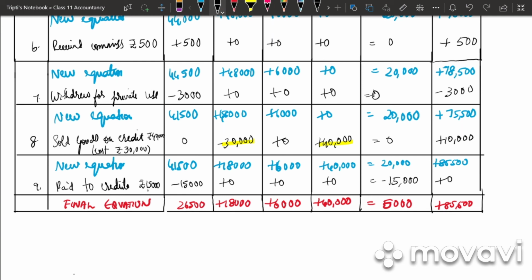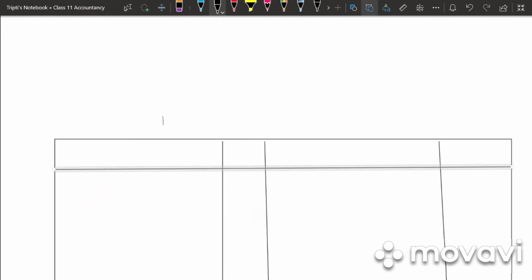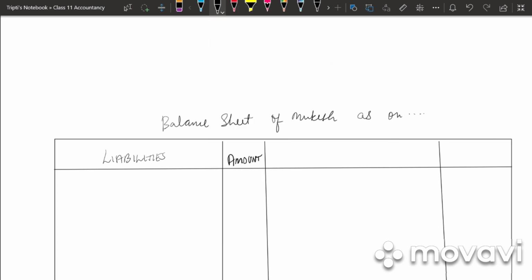Then in the question they have asked us to prepare the balance sheet for the same. So write down balance sheet of Mukesh as on. So we'll be having two sides, liabilities, amount, assets and amount. They have asked us to prepare the balance sheet based on the last equation.